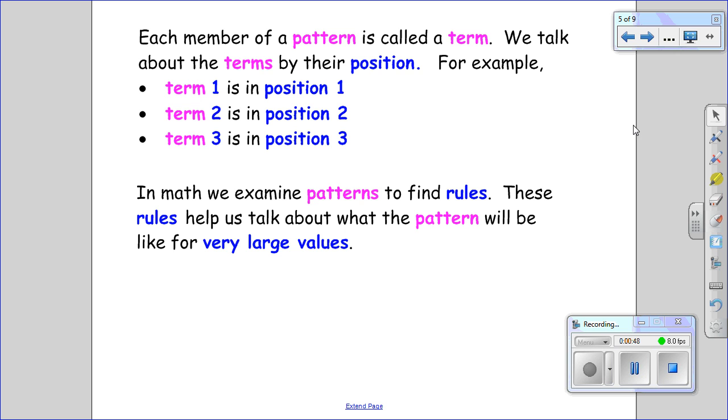Each member of a pattern is called a term, and we talk about terms by their position. For example, term 1 is in position 1, term 2 is in position 2, term 3 is in position 3, etc. In math, we examine patterns to find rules, and these rules help us to talk about what the pattern will look like for very large values.